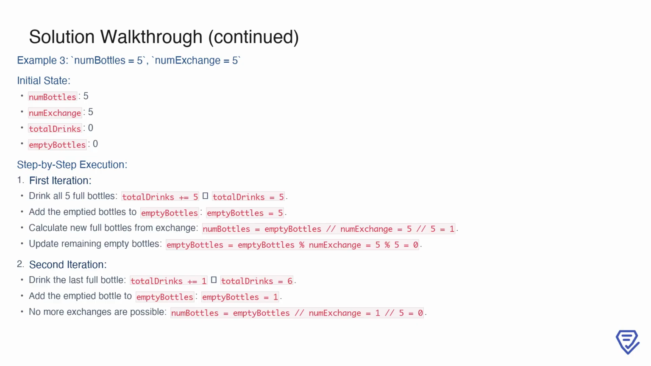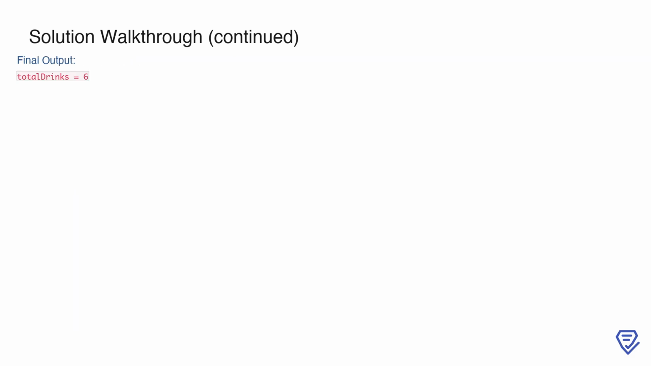after the exchange. In the second iteration, we drink the last full bottle, increasing the total drinks to 6. The empty bottle left over is not enough for another exchange, so the process ends here. The final total number of drinks for this example is 6. This concludes the walkthrough of the problem, showing how we iteratively calculate the total number of drinks by exchanging empty bottles until no more exchanges are possible.